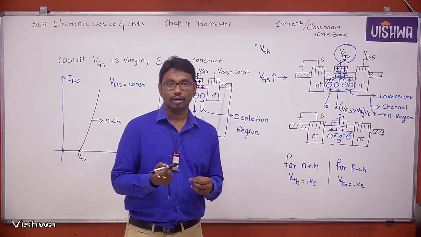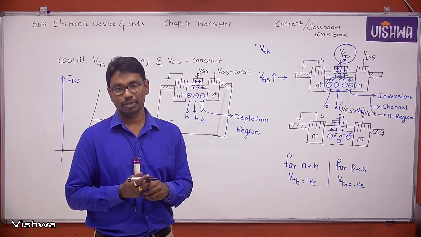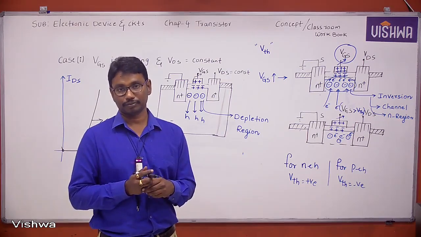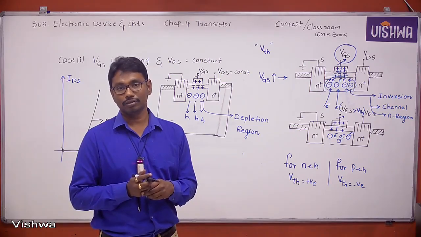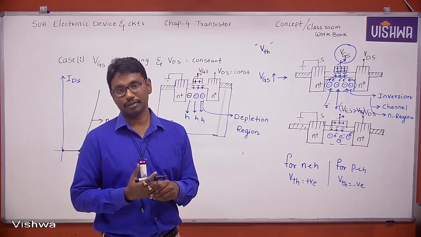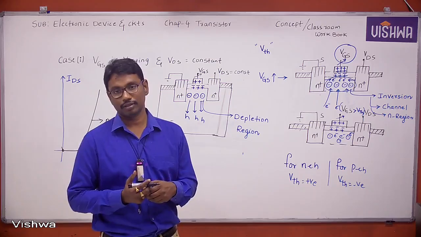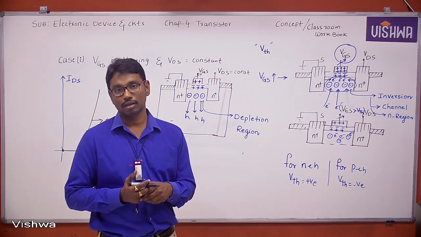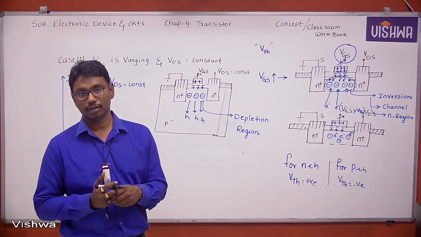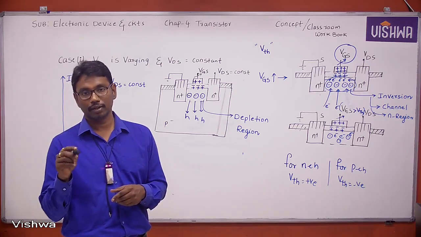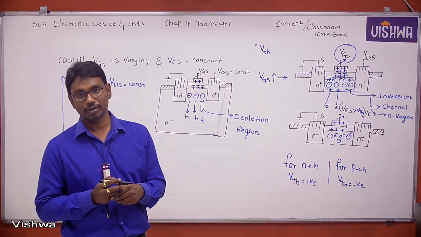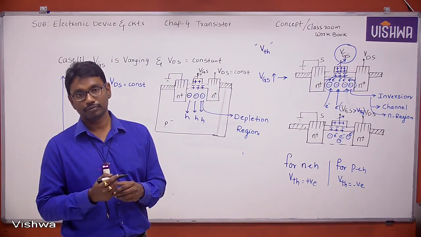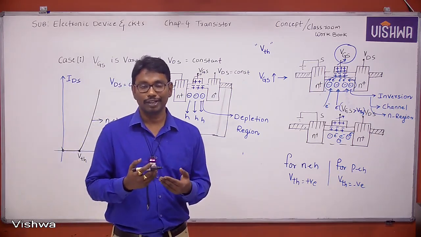Next point. The applied voltage, meaning gate voltage, at which the electron concentration in the channel is equal to the hole concentration in the substrate is called the threshold voltage, in bracket VTH. Next, for an N channel, this VTH is positive. For a P channel, VTH is negative.